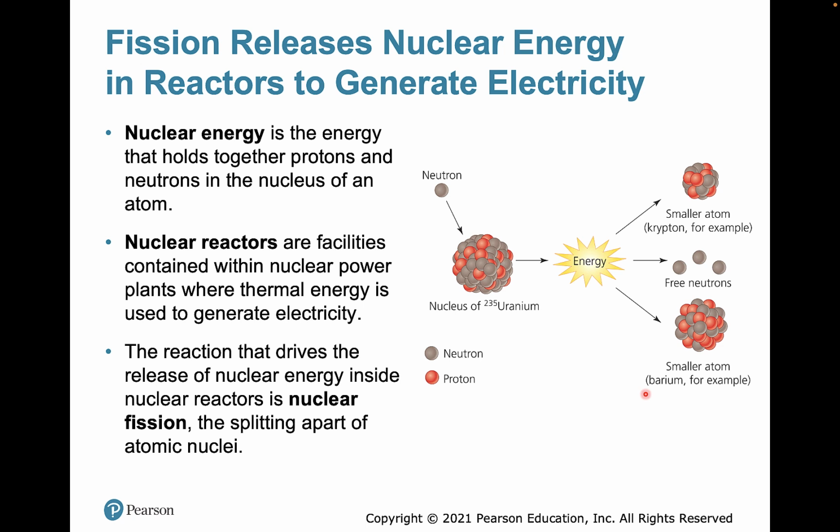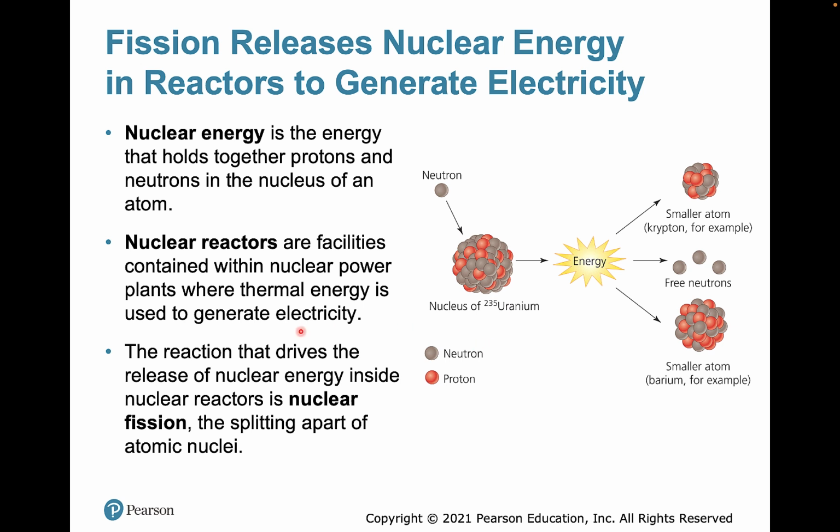So nuclear energy is the energy that holds the nucleus together. So let's do a little chemistry review. The three subatomic particles are protons, neutrons, and electrons. Electrons are around the outside, right? Zipping around in their orbits. The nucleus is the protons and the neutrons, right? So it's the energy that holds these protons and neutrons together that we harness when we use nuclear energy, okay?